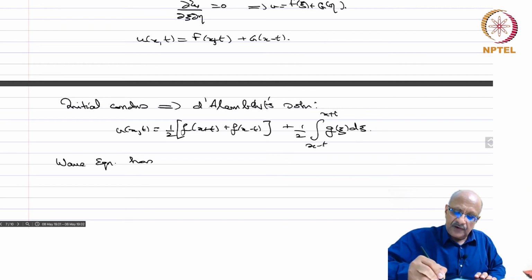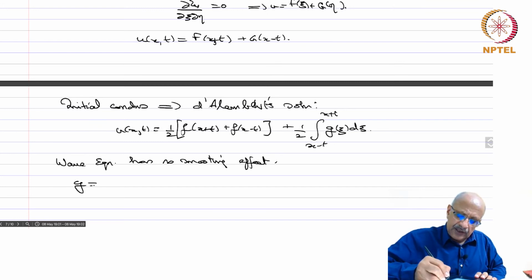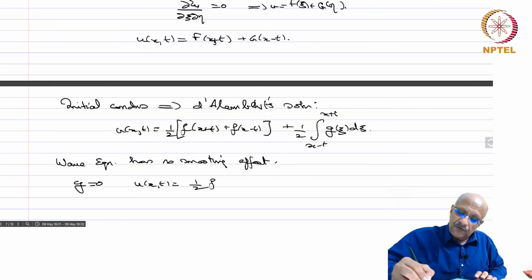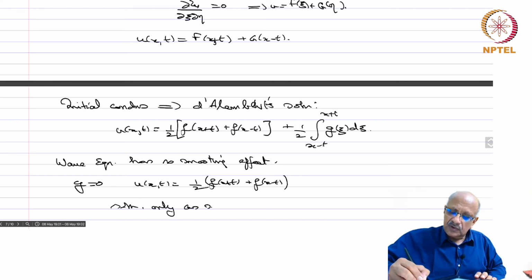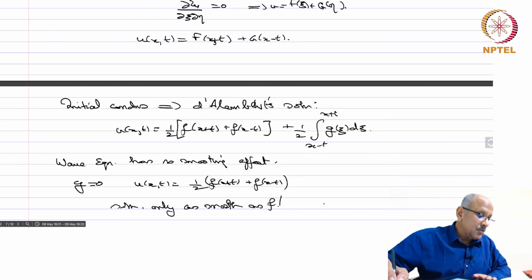So in the one dimensional case, we can immediately see that the wave equation has no smoothing effect. For instance, if you take g equal to 0, then you get u(x,t) is equal to 1/2 of f(x + t) plus f(x − t). So the solution is only as smooth as f. Whereas in the heat equation, instantaneously it became a C infinity function. Here this solution does not change at all.